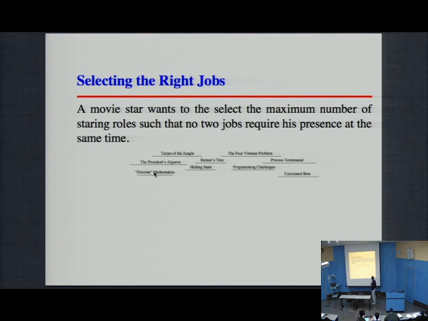Notice that if he picked some other movies, he'd be in trouble. If he started doing Tarzan of the Jungle, then if he picked that one, he couldn't do any of these other ones, right? And then he'd be stuck, I guess he could only get 3 movies done, right? So what is the schedule? Yes, question.